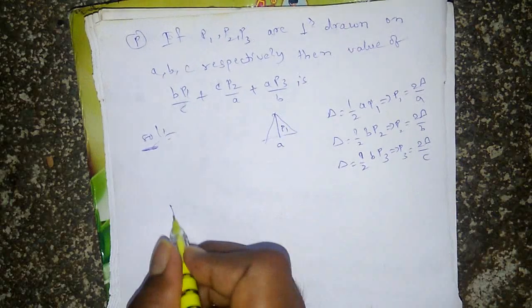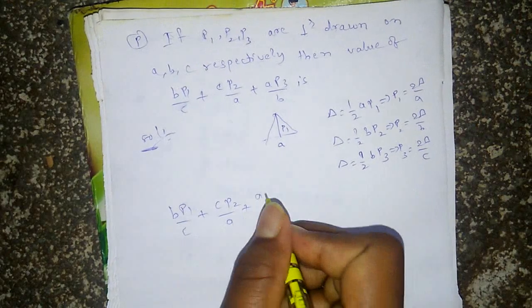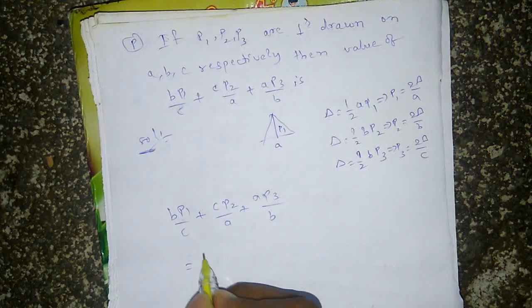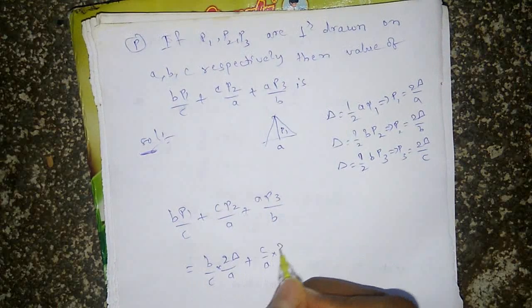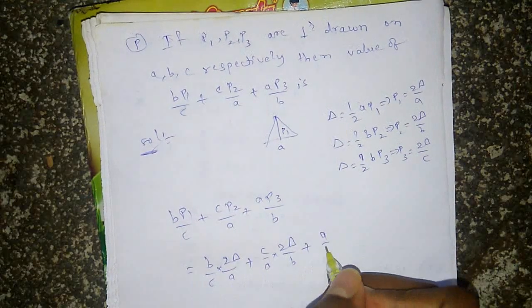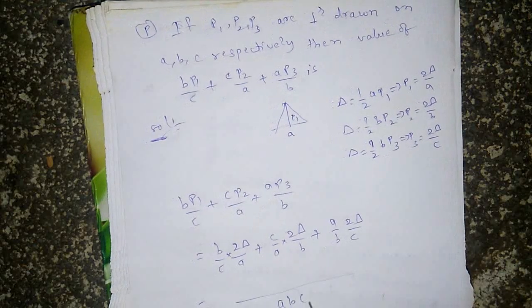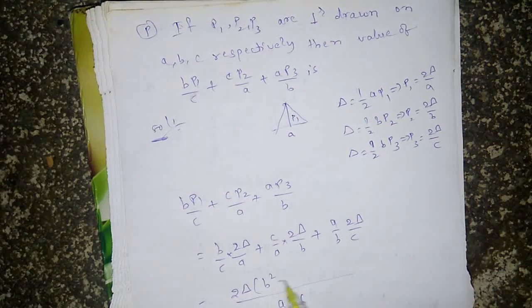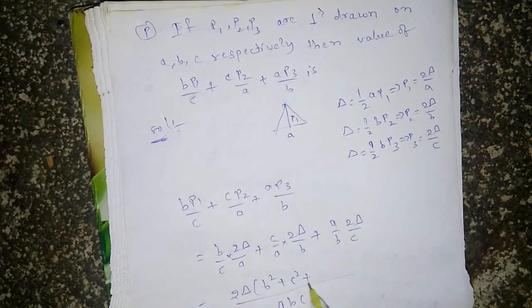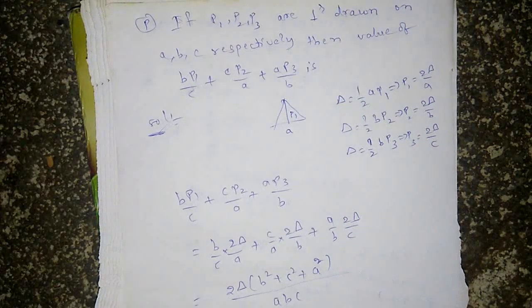Now substitute here: bP1/c + cP2/a + aP3/b. That is b/c into P1, which is 2Δ/a; c/a into P2, which is 2Δ/b; a/b into P3, which is 2Δ/c. So if you take the LCM, this is abc. You can take 2Δ common here. This is b² + c² + a². That is the final value. You can simplify more if you want.